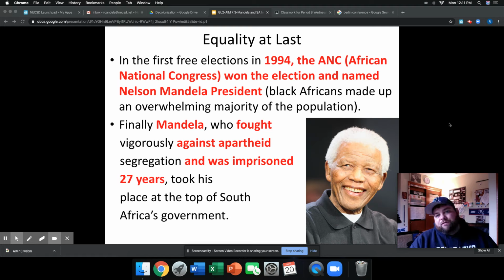So in 1994, South Africa finally has their first democratic elections, and Nelson Mandela wins the election and is named president of South Africa. This is the story coming full circle, where now the native South Africans have their representation in government, and they have their most outspoken and prominent leader sitting at the head of a government that they elected. And that is really the short version of the end of apartheid and Mandela's influence on South Africa.